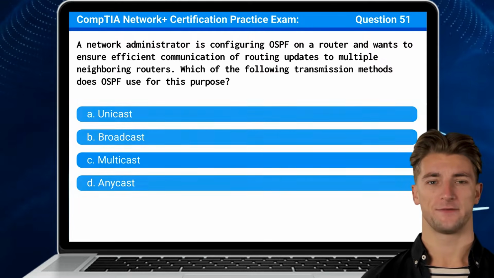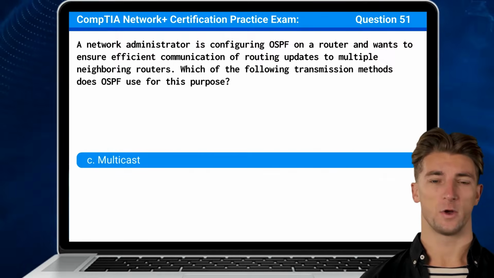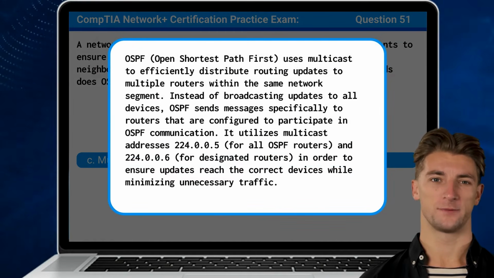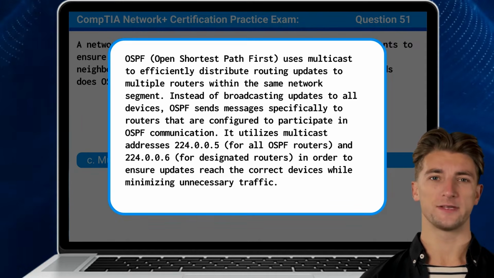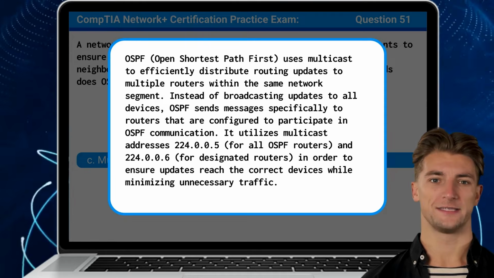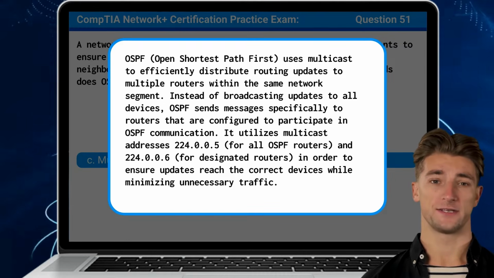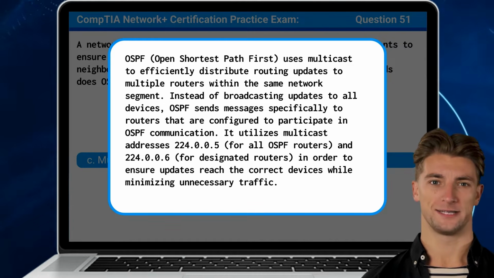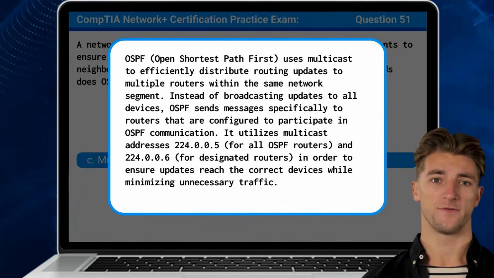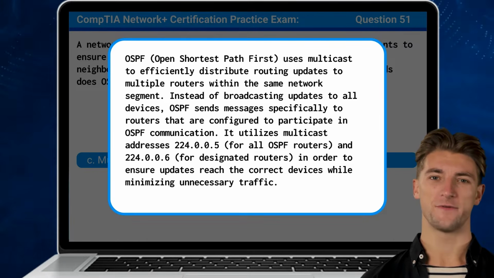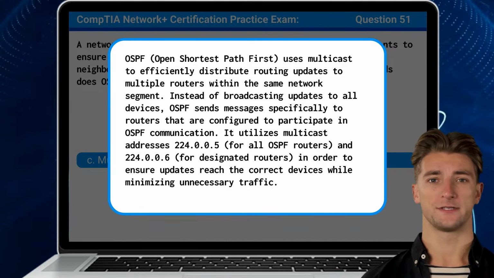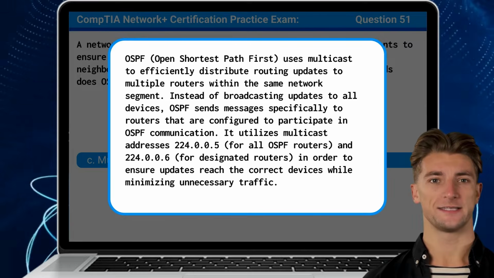The answer is C. Multicast. OSPF, or Open Shortest Path First, uses multicast to efficiently distribute routing updates to multiple routers within the same network segment. Instead of broadcasting updates to all devices, OSPF sends messages specifically to routers that are configured to participate in OSPF communication. It utilizes multicast addresses 224.0.0.5 for all OSPF routers and 224.0.0.6 for designated routers in order to ensure updates reach the correct devices while minimizing unnecessary traffic.